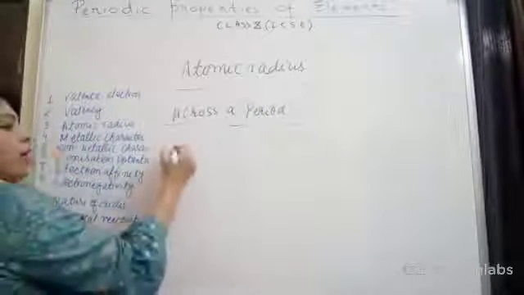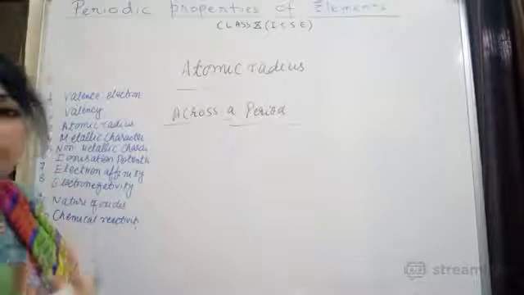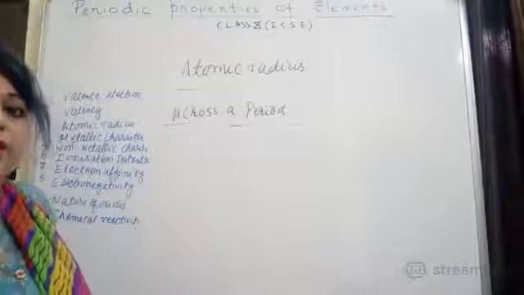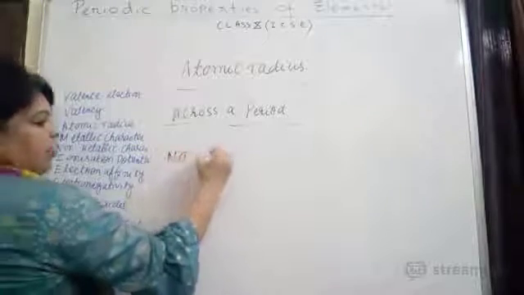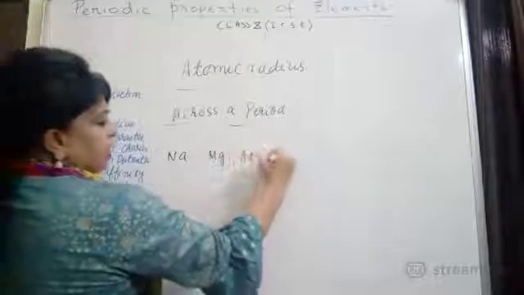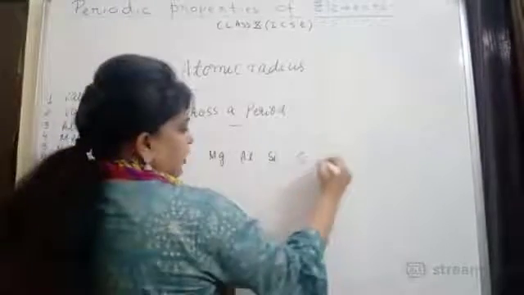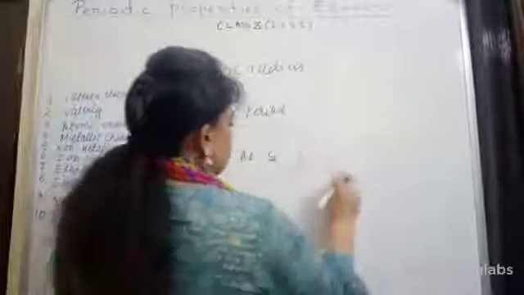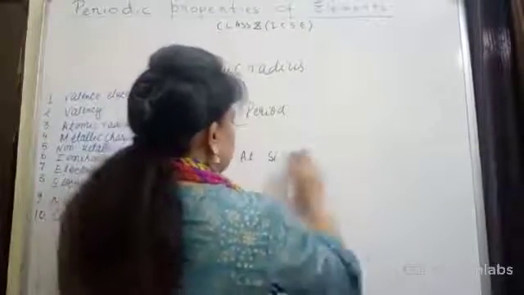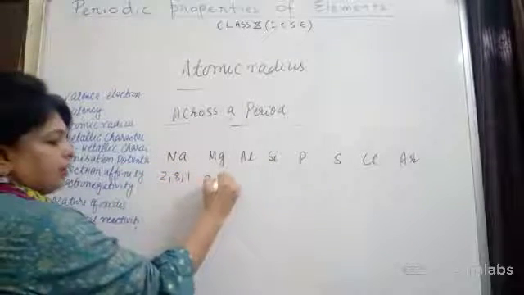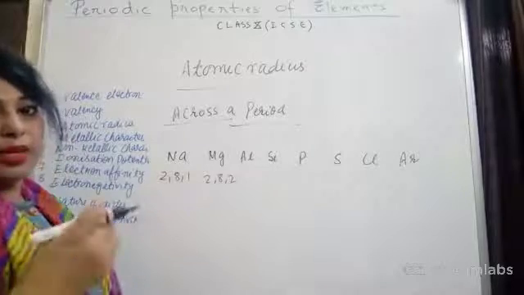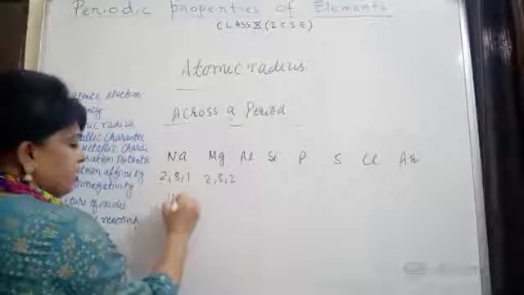Now, how are elements arranged in the modern periodic table? Elements are arranged on the basis of increasing atomic number, right? So sodium, magnesium, aluminium, silicon, phosphorus, sulfur, chlorine, then argon. Now this is related to atomic radius, because you will see 11 protons will be there.